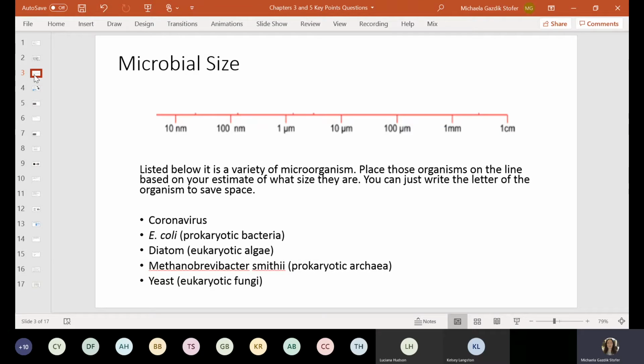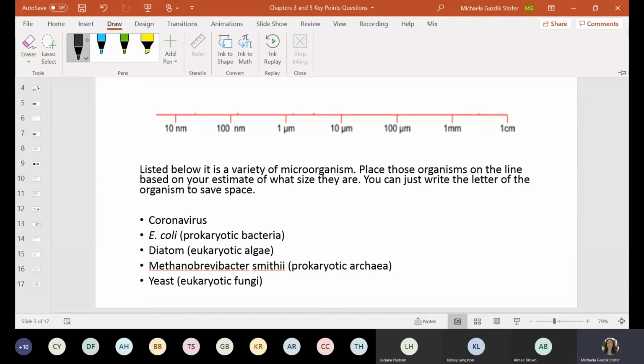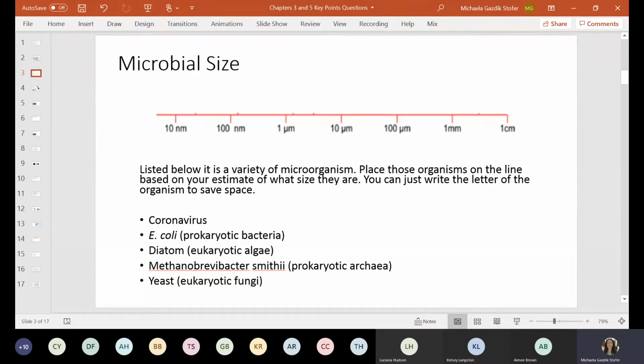size range. The other thing I'm going to be doing throughout the semester is trying to use coronavirus where I can as examples, mainly so that you guys can learn a little bit about the ongoing pandemic while also learning about class stuff without turning it into an entire class on COVID-19. And so that's why you can see coronavirus is on the list here. And so we have a size scale ranging from 10 nanometers all the way up to 1 centimeter.